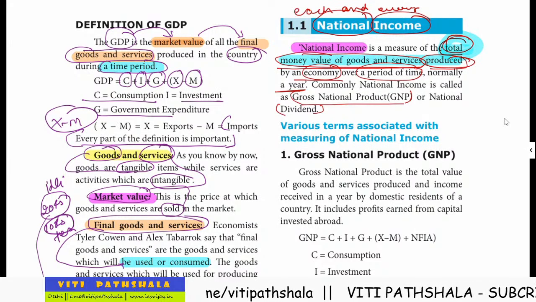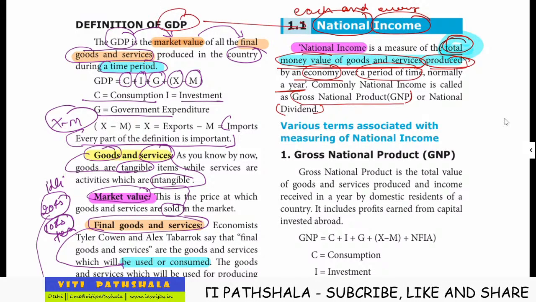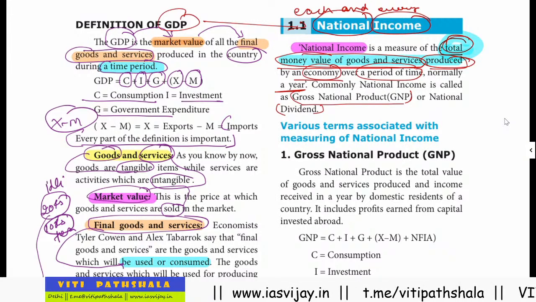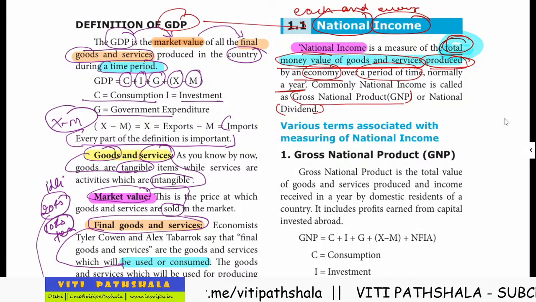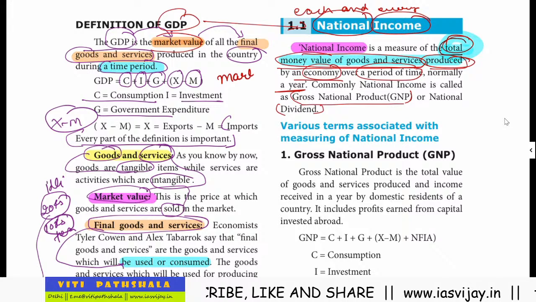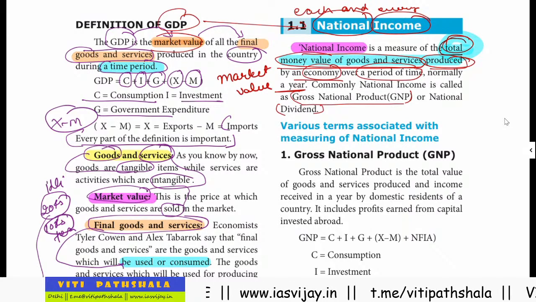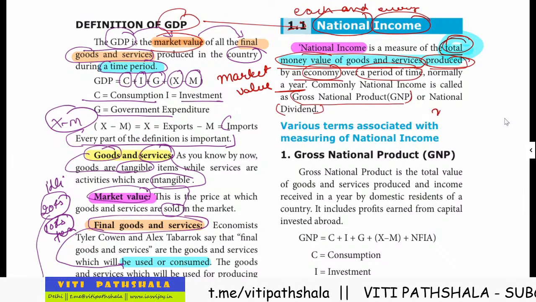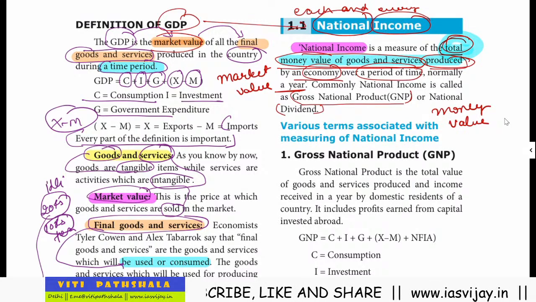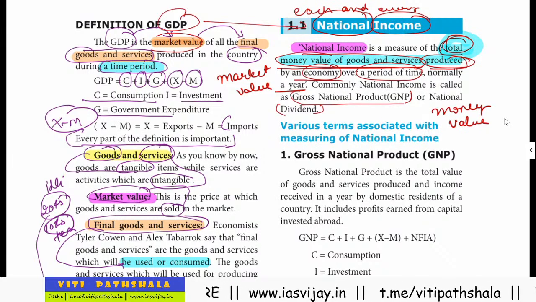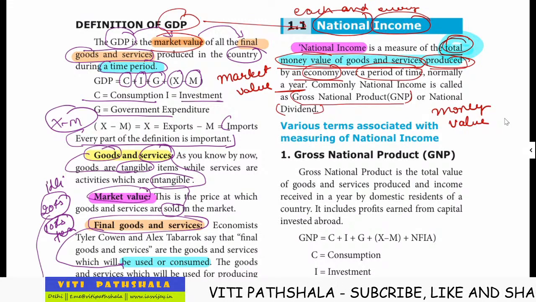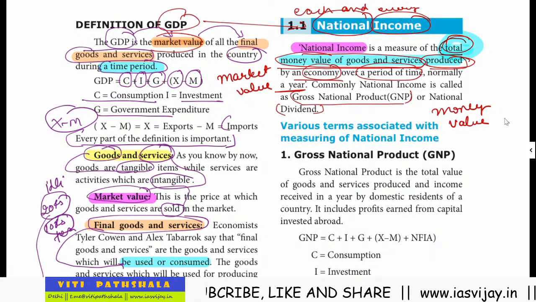So remember, the difference between the GDP and the national income is that the GDP is the market value of final goods, whereas national income is the total money value. So remember here, one is your market value, the other is your money value. Now, if you interchange these words, your question will be wrong or your definition will be wrong. So, GDP: market value of final goods and services of a country in a period of time. National income: total money value of goods and services produced over a period of time in an economy.